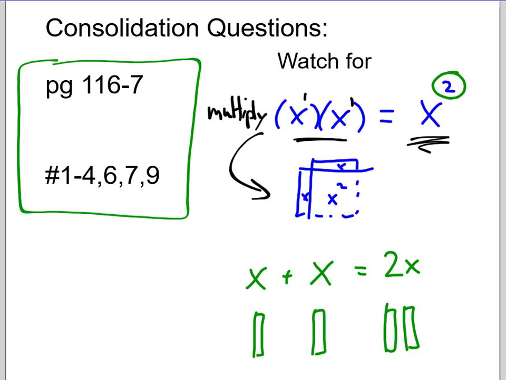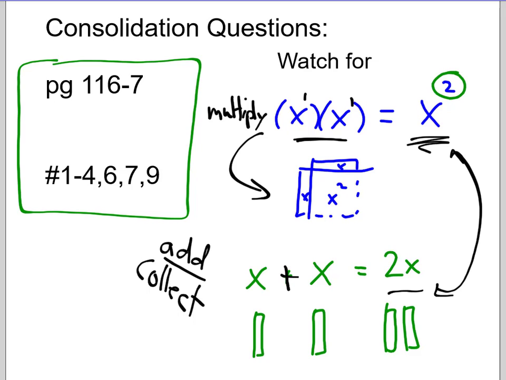Okay, x plus x. Okay, this is collecting like terms. Okay, it's a different model. So this is just 2x. So please note the difference. When we are adding, the exponents don't change. When we are multiplying, the exponents can change. That's a huge, huge concept.